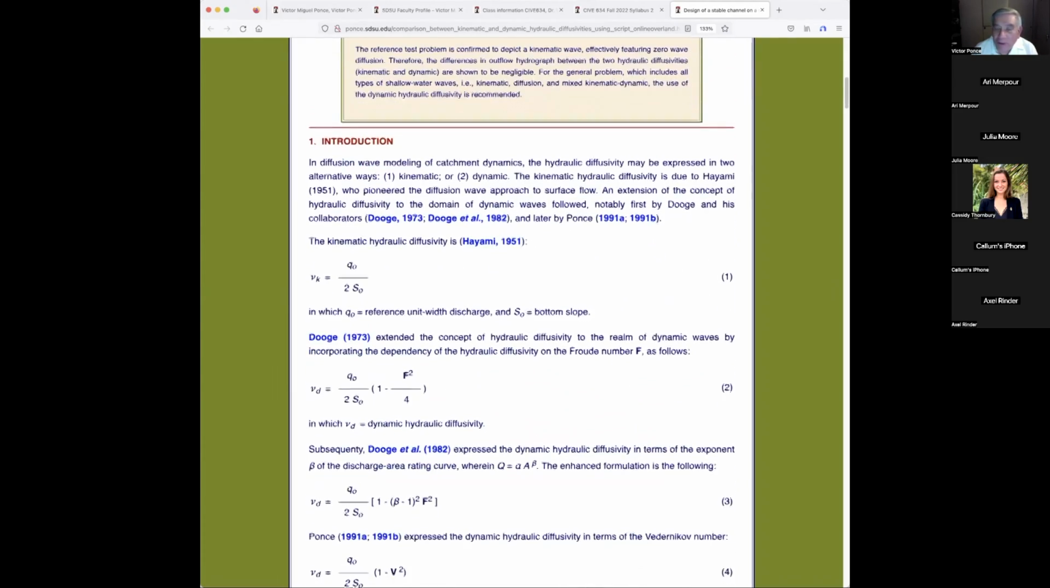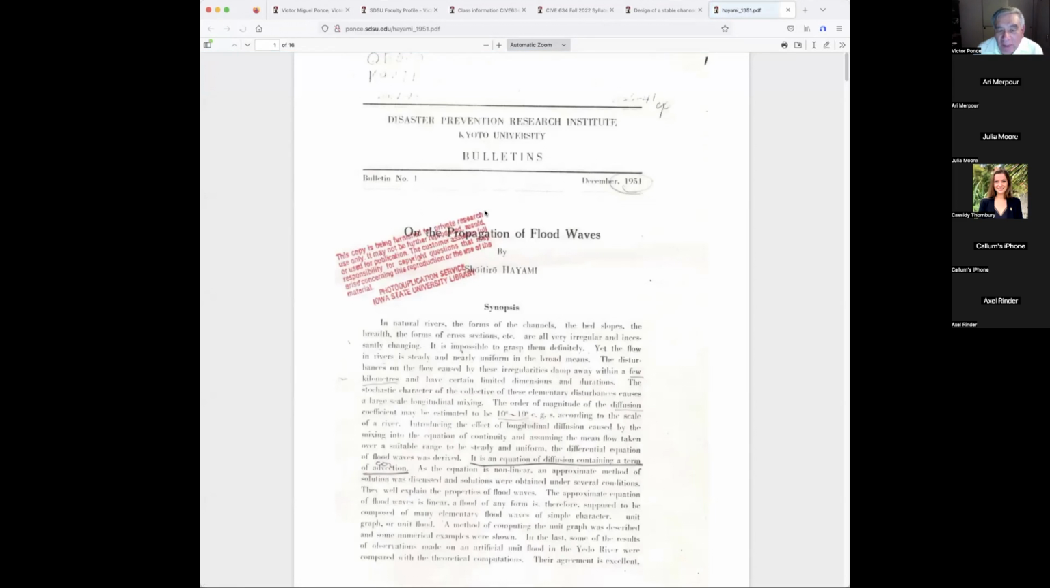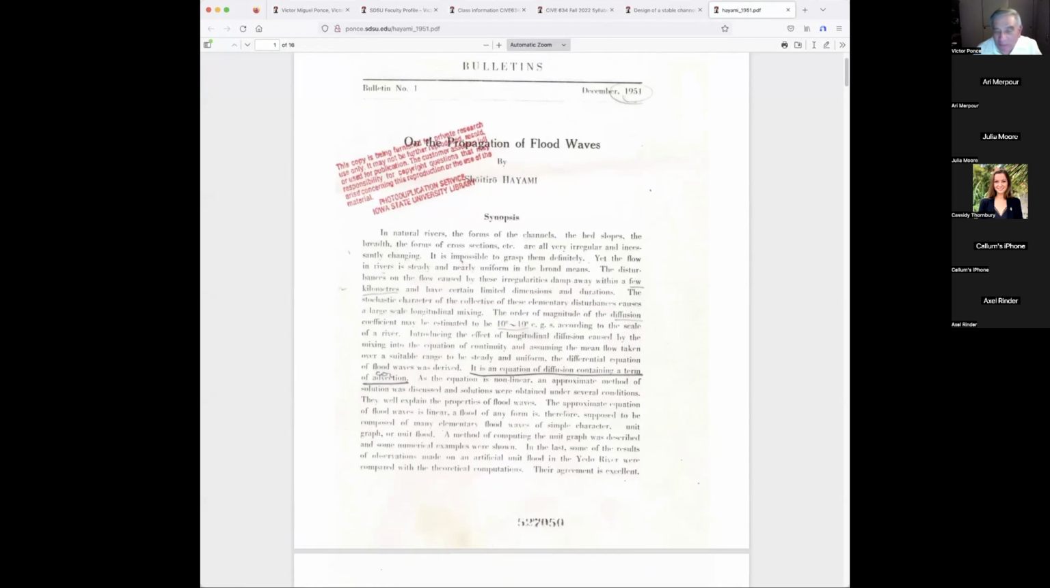So the first thing we need to look at in here is, what is the hydraulic diffusivity? The first gentleman that wrote about the hydraulic diffusivity is Hayami, 1951, in a famous paper, of which I published the first page, because I didn't want to publish the entire paper. It's about a 40-page paper. Nobody's going to read it, but I wanted to show the origination of this concept of diffusion. It's here, the underlining in there.